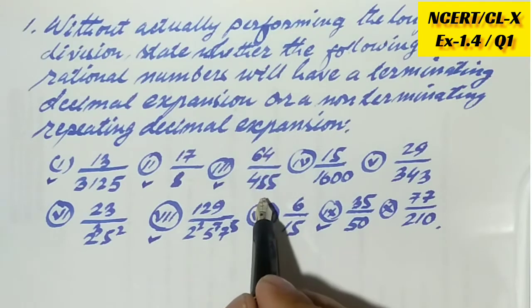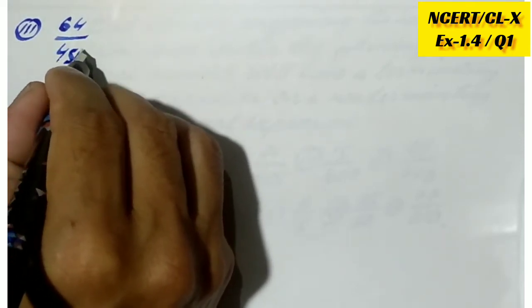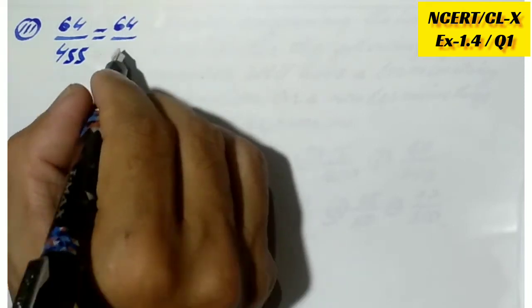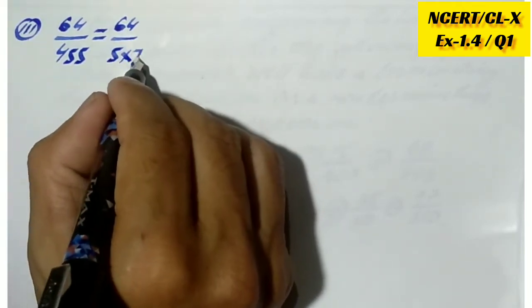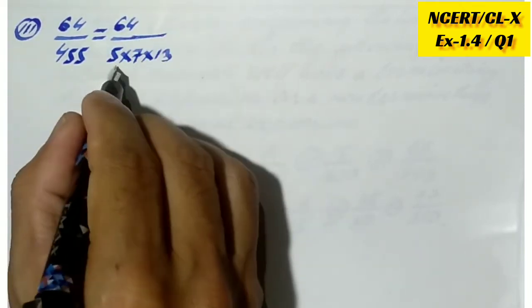Let us try to solve Roman number 3, that is 64 by 455. Let me write Roman number 3 here. 64 by 455, that is 455. Let me write 64, and this 455 is equal to 5 into 7 into 13, that is 35 into 13 is 455.